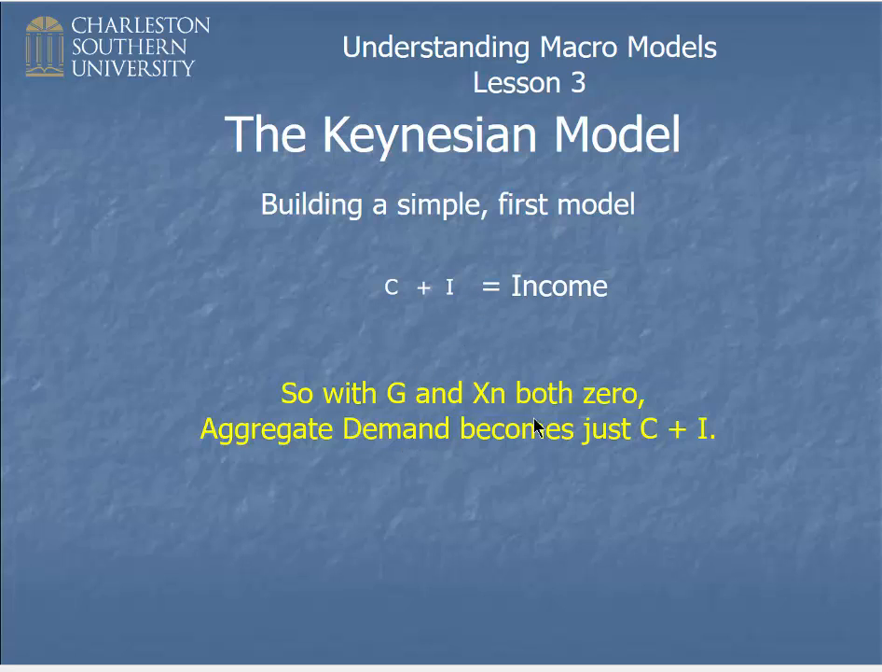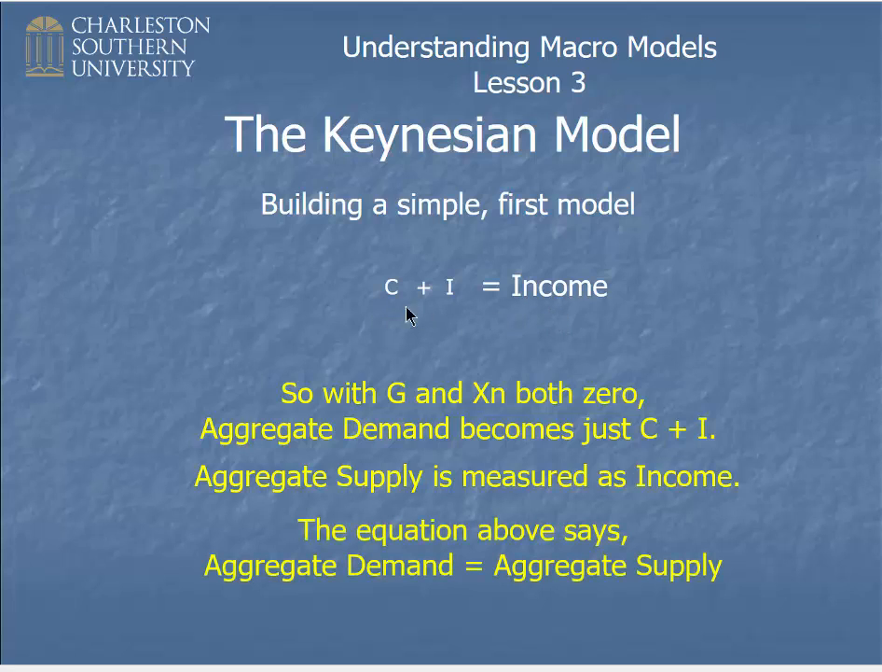So yeah, I did that. So then aggregate supply is measured as income. I talked about that. And now if you think about this equation, what it actually says is aggregate demand, which in this simple world is just C plus I, is equal to aggregate supply, which is measured as income.